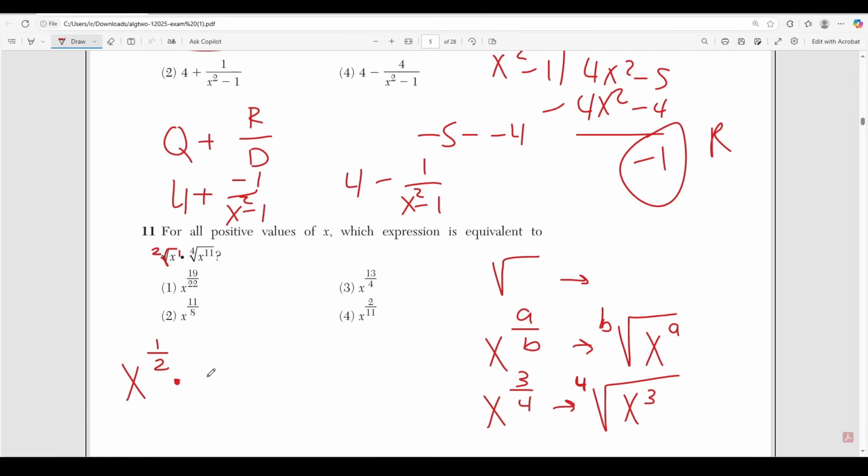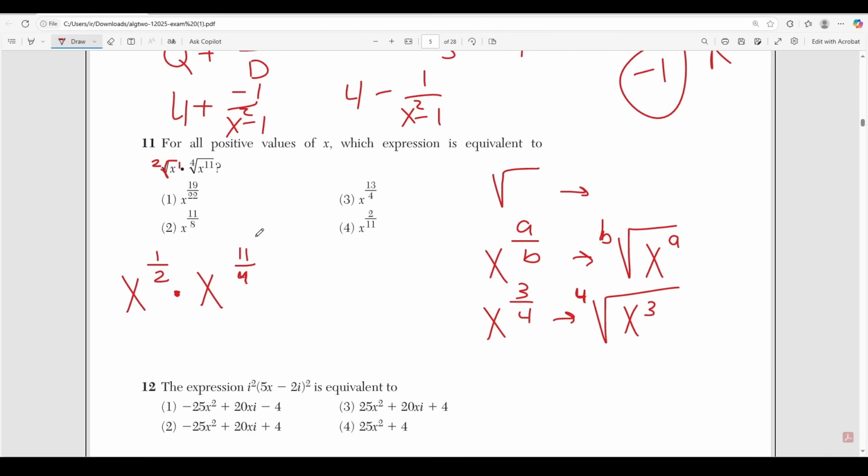And you're multiplying that by x to the power of, well, here the exponent is 11, so that goes into the numerator, and what goes on the outside is the denominator, so 11 over 4, right? Because that's the degree or the power of the radical. Okay, so that's how I got these two fractions. Always remember this property. The next thing you need to remember is that whenever you have x to the power of a times x to the power of b, that's equal to x to the power of a plus b. You're just adding the exponents.